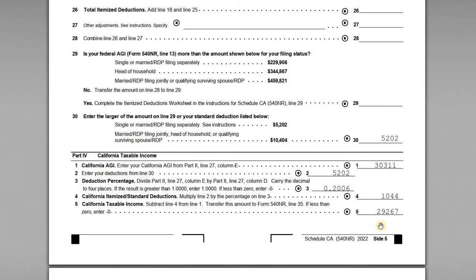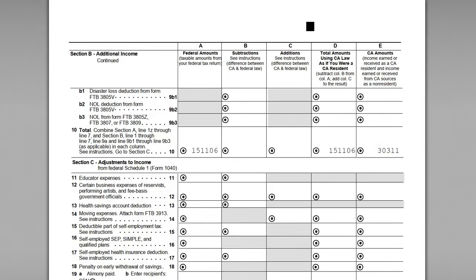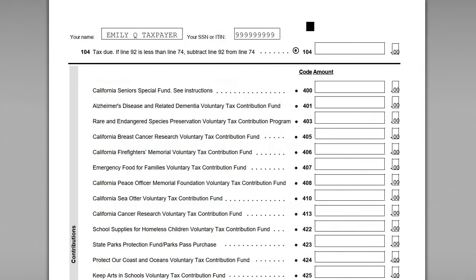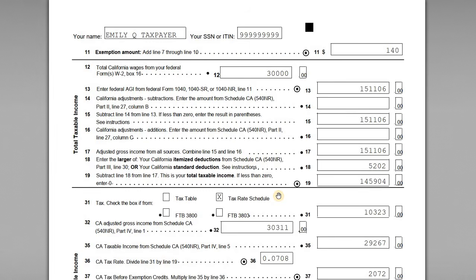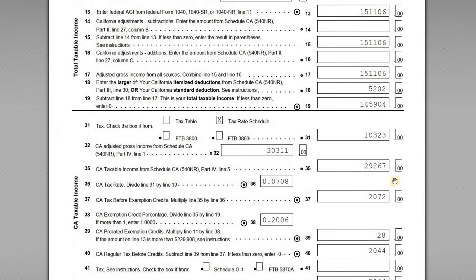So we have our California AGI, we have our subtraction for the piece of the California standard deduction, and we have our net California taxable income of $29,267. Now once we have our $29,267, we can go back up to the Form 1040-NR, pages 1 and 2. So line 35, there's our $29,267 figure. Right, so we've computed our total taxable income, the total California tax that would apply to that, assuming we are a California resident the full year. We have our California net taxable income figure.